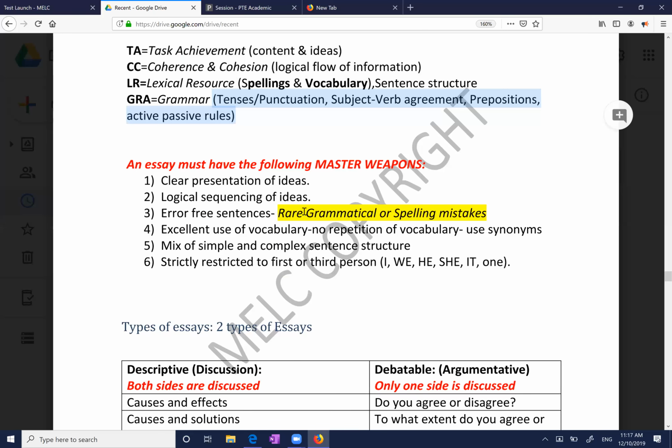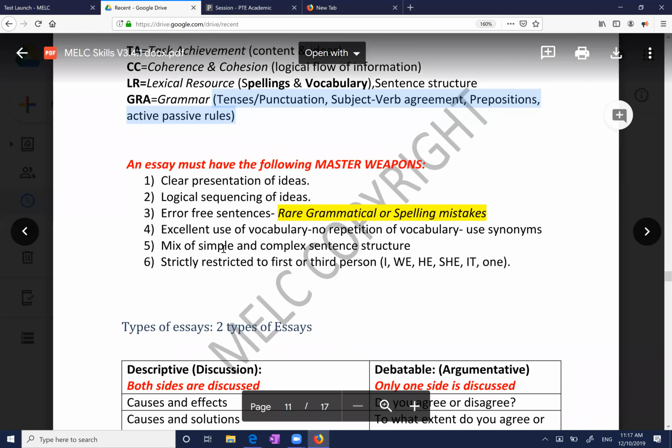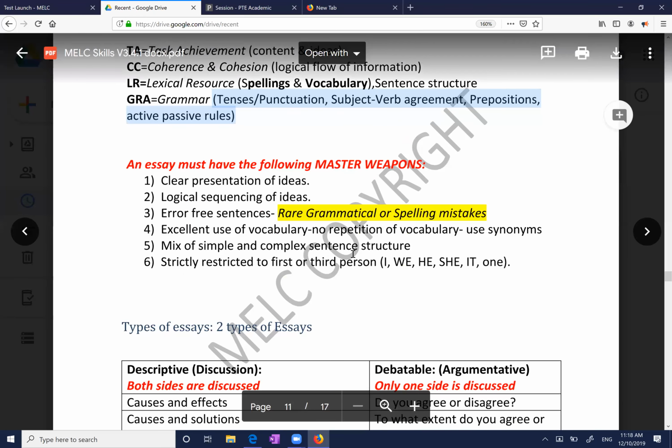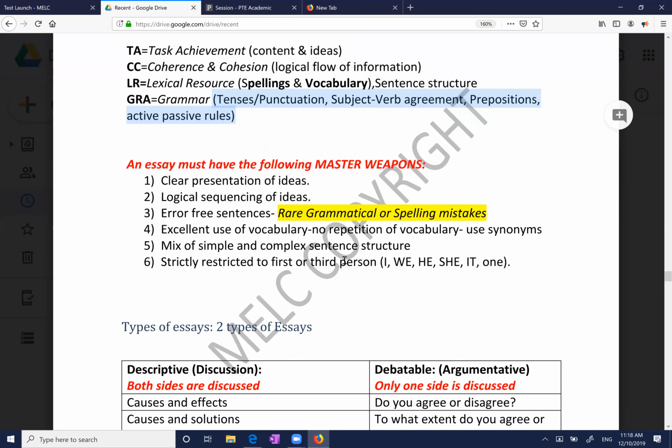Error-free sentences means rare grammatical or spelling mistakes should be there. Finally, mix of simple and complex sentence structures. And thirdly, strictly restricted to third person or first person. We never write you in an essay. We write I, we, he, she, it, one. Then there is another element which says effective paragraphing. Effective paragraphing means every paragraph that you write should have a clear main idea.